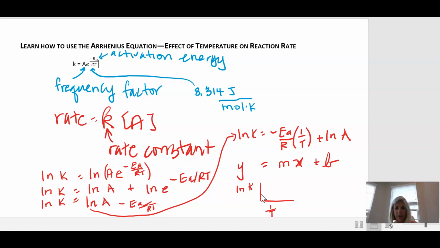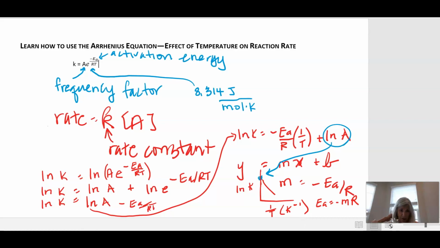1 over T, and that would be in reciprocal kelvins. Right here you have the y-intercept, and the slope would equal negative EA over R. So if you wanted to get EA, don't forget to rearrange. EA would equal negative the slope times R, so that you get a positive activation energy.